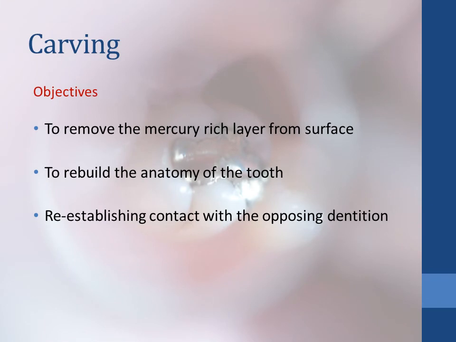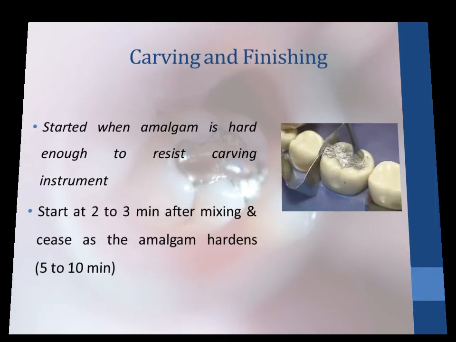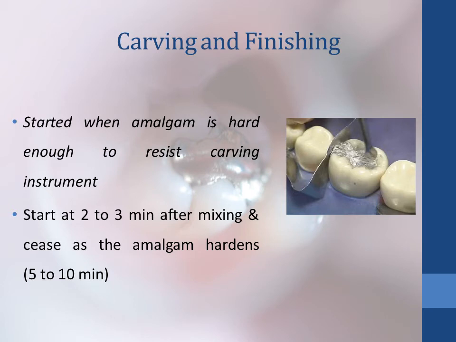Now carving. What are the objectives of carving? Carving is the step that follows condensation, and as the name suggests, we basically rebuild the anatomy of the tooth. We remove the mercury rich layer from the surface and re-establish contact with the opposing dentition. So these are the objectives of carving, and we carry this out by using certain carvers.